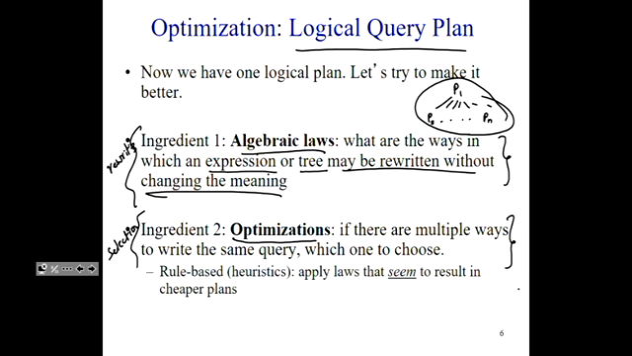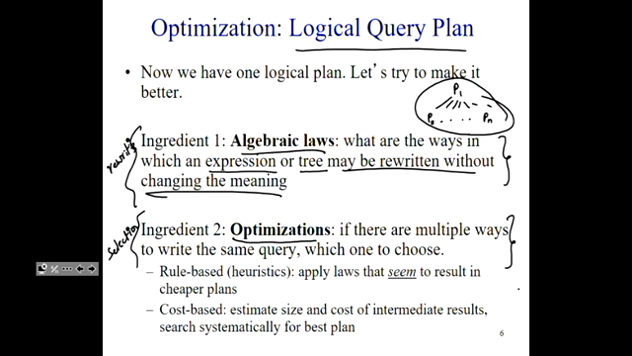Okay, and there are two ways of optimization. The first way is via heuristics. So these are rule-based optimizations. These are laws that typically result in cheaper plans, but not always. But in most cases they result in cheaper plans. So we often end up doing them because in most cases they result in cheaper plans, even though there may be other cases, a small number of cases, where they don't.